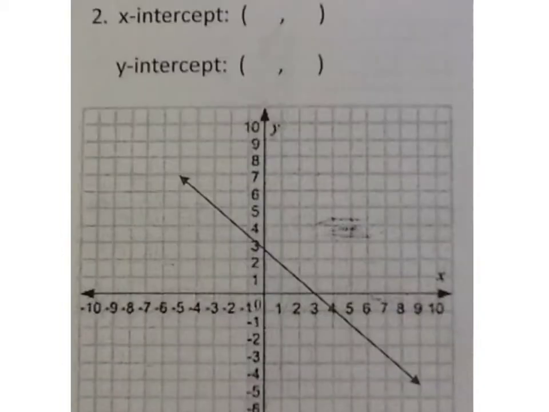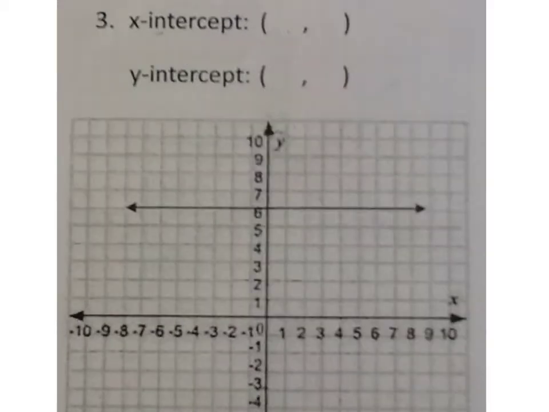Now let's look at number 2. The line crosses the y-axis at 2.5. So the coordinates are (0, 2.5). The line crosses the x-axis at x equals 3. So the x-intercept is (3, 0). Notice that each intercept has a 0 coordinate. The x-coordinate is 0 for the y-intercept, and the y-coordinate is 0 for the x-intercept.